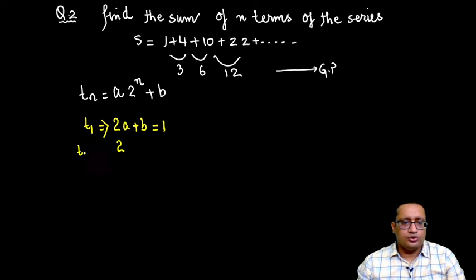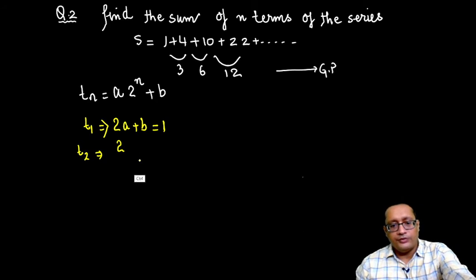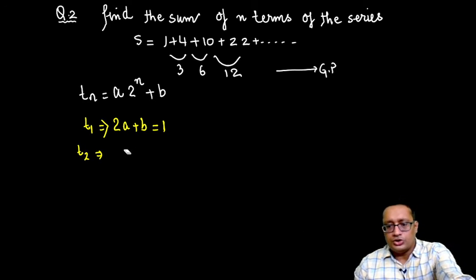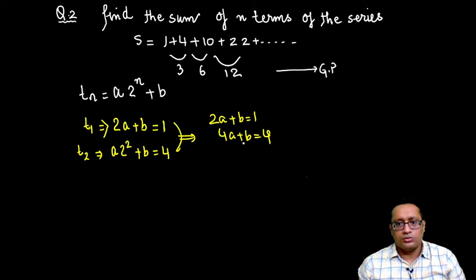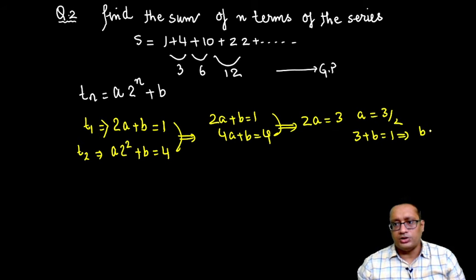Second, when I place n equal to 2, it becomes A times 2 square plus B, which is equal to 4. So 2A plus B is equal to 1 and 4A plus B is equal to 4. Subtract these, you will get 2A equal to 3, so A is equal to 3 by 2. Place it in the first, it becomes 3 plus B is equal to 1, so B is equal to minus 2.